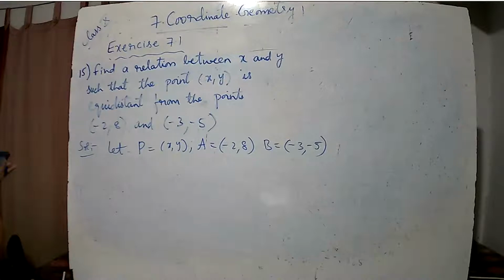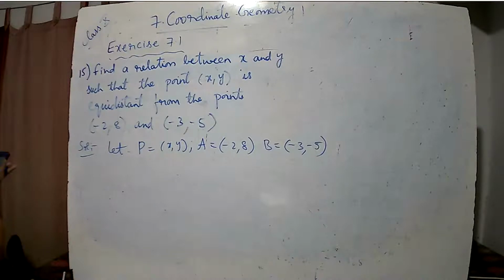So you can write it as given: AP is equal to PB. Even if you find the distance from P to B or B to P, it is the same. If you find the distance from A to P or P to A, it is also the same. So first let us find the distance from A to P and then find the distance from P to B. Then equate both the distances and find the relation between x and y. So let us first find the distance from A to P.